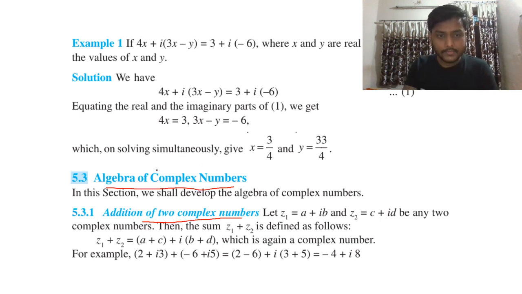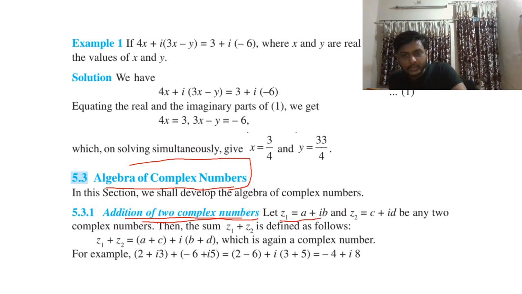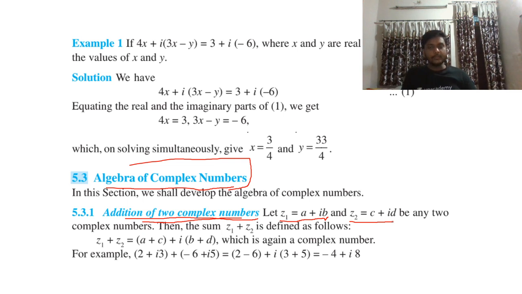Okay, so we have the algebra of complex numbers over here. When I talk about addition of two complex numbers, what do I mean by that, and how am I going to do that? Let's say the first complex number is z1 equals a plus iota b, and the second complex number is z2 equals c plus iota d. The sum will be z1 plus z2.